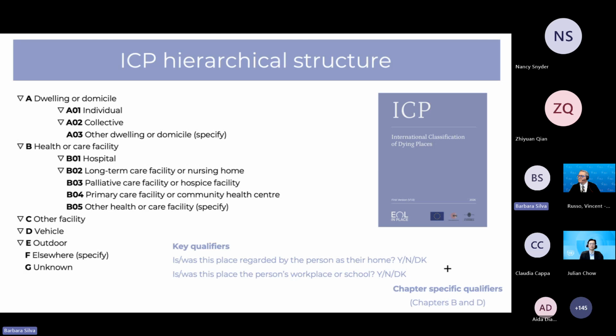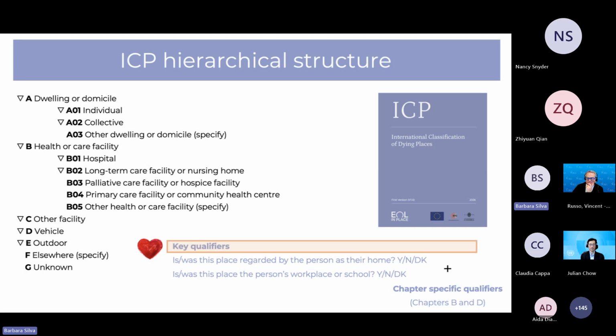In addition to the chapters and categories, we defined qualifiers, which add important information about the places. And you see here in the middle of the slides, the first qualifier is an important subjective qualifier. It allows us to know whether the place was regarded by the person as their home. Answer options being yes, no, and don't know. And they apply to the 2 first chapters. The second qualifier is the most common qualifier. It applies to all chapters except residuals, and asks if the place was the person's workplace or school.